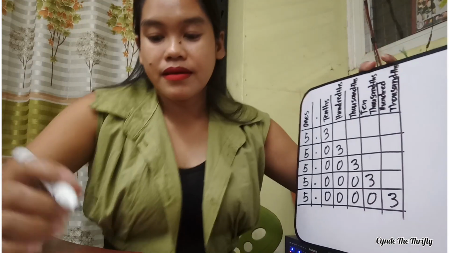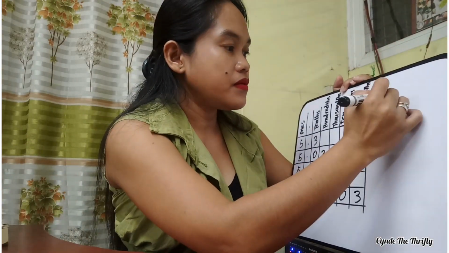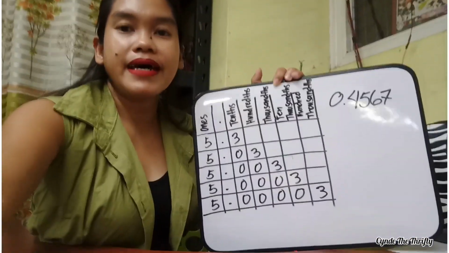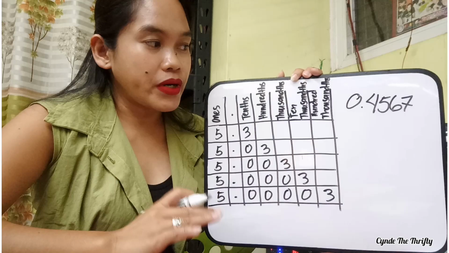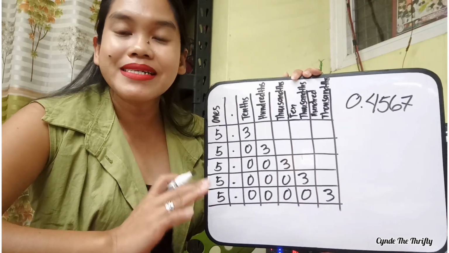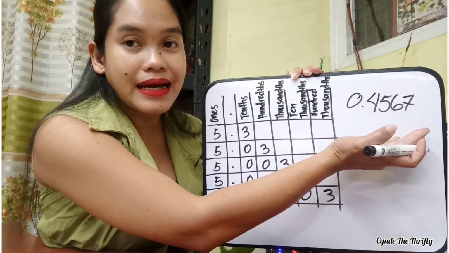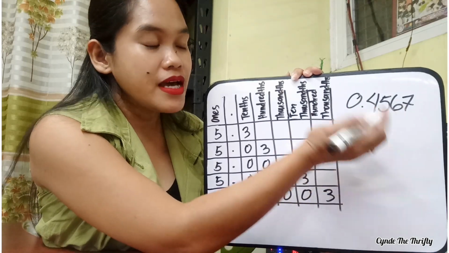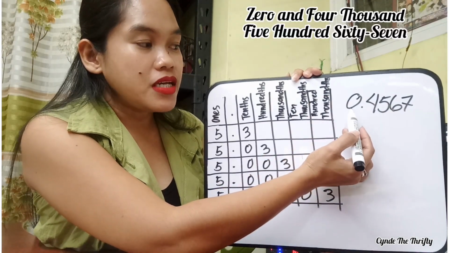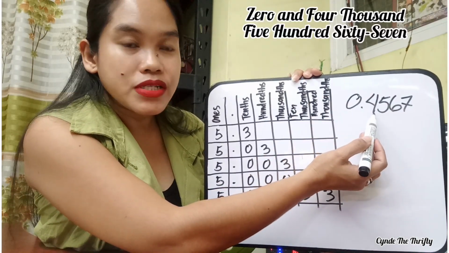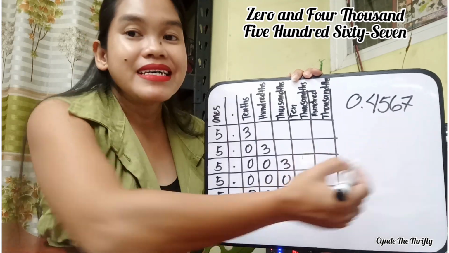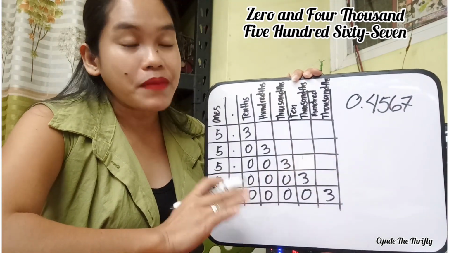For example, 0.4567. Base sa ating rule number 1, babasahin natin ang ating decimal numbers like the whole numbers. So, ang pagbasa natin dito is 0 and 4,567. So, gaya lang ng whole number ang pagkabasa natin.